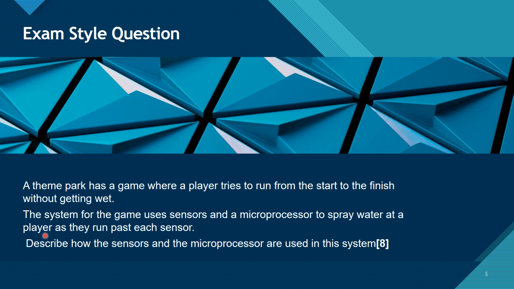The system for the game uses sensors and microprocessors to spray water at a player as they run past each sensor. Describe how the sensors and the microprocessors are used in this system. This question carries 8 marks, so you have to specify. Take a moment, I will give you some time to write down some points, at least 8 points, on how the microprocessors, sensors, and actuators work together in this system.